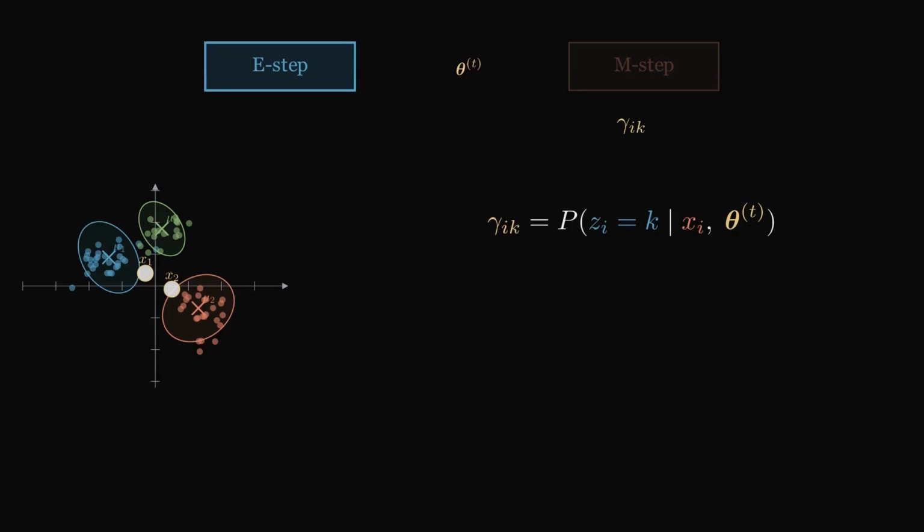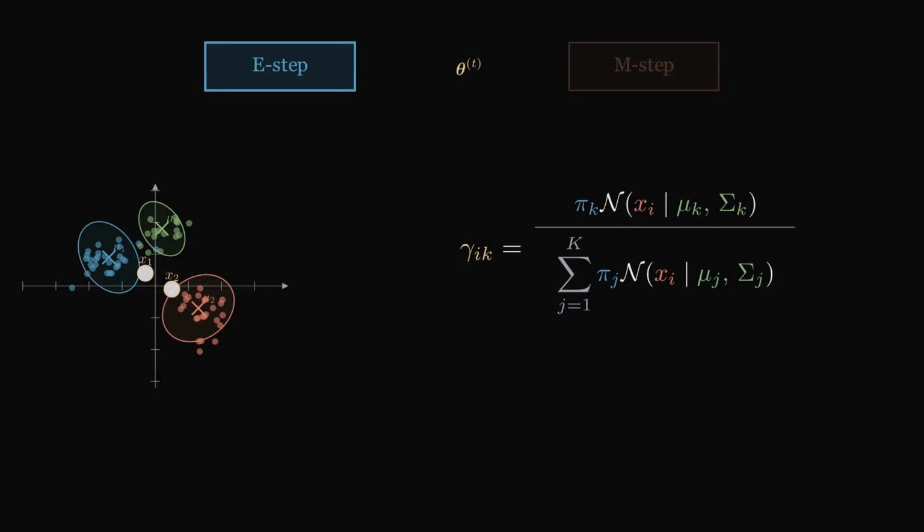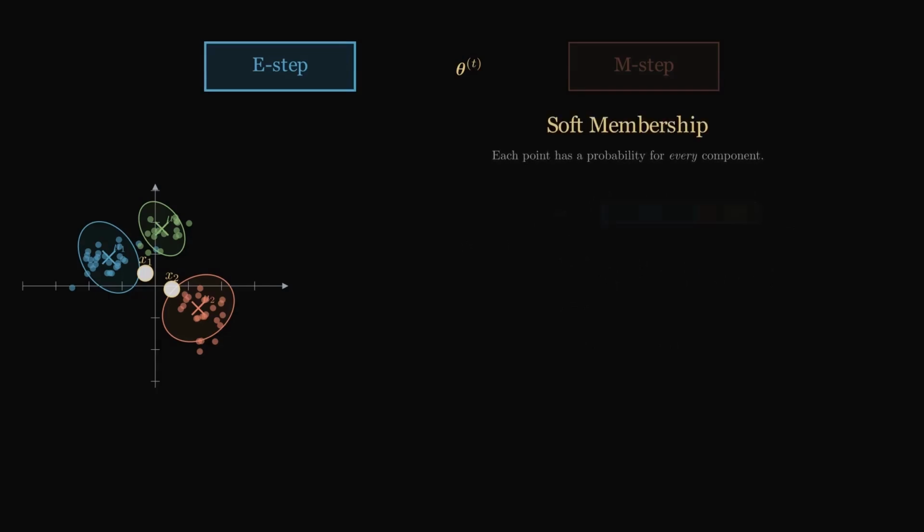In Gaussian mixture models, this probability is calculated as follows: gamma_ik equals p_k times N of x_i given mu_k and sigma_k, divided by the sum from j equals 1 to K of p_j times N of x_i given mu_j and sigma_j. This formula, a direct application of Bayes' theorem, gives us the soft membership.